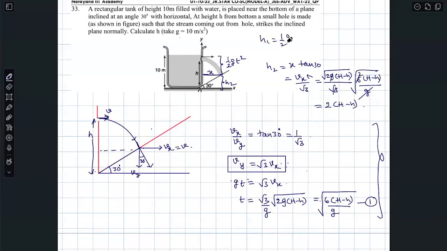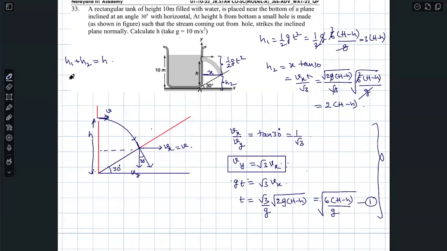H1 is half g t square. What is half g t square? Half g, 6 times capital H minus small h by g. This is 3 times capital H minus small h. H1 plus H2 is H. Yes or no? Capital H is nothing but 10. Don't forget that.